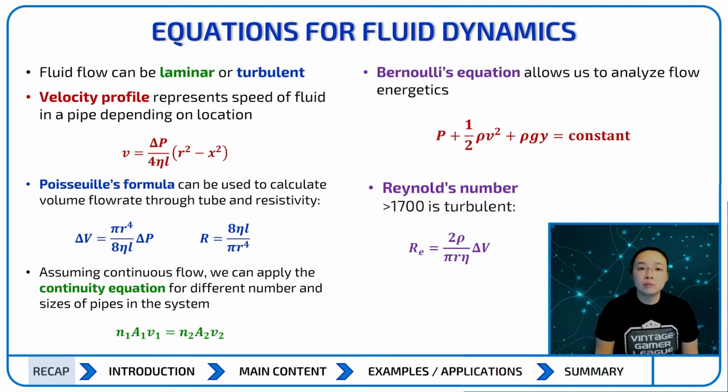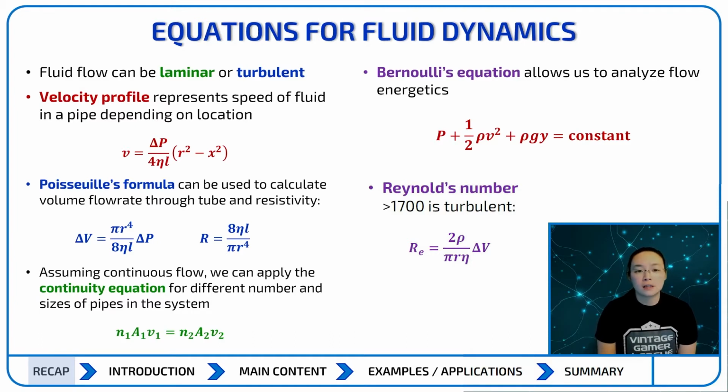If we assume a continuous flow for an incompressible fluid, we can also apply the continuity equation. This is when you have one tube or vessel flowing into another, or multiple tubes or vessels flowing into a certain number of tubes. Then you can just use N1A1V1 equals N2A2V2 to calculate the outstanding parameter that's missing.